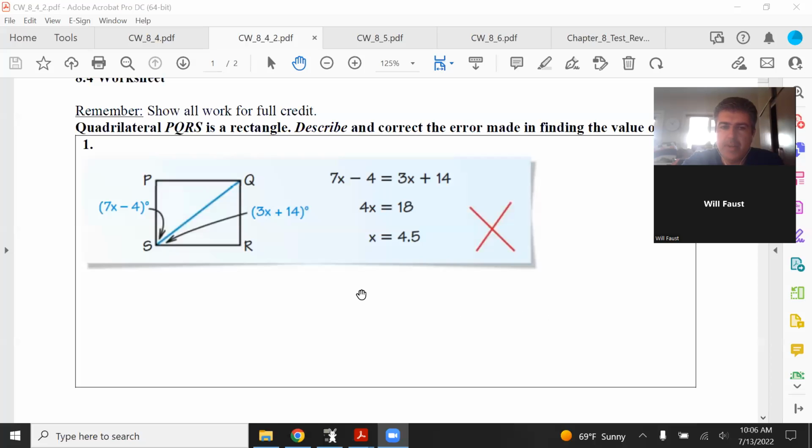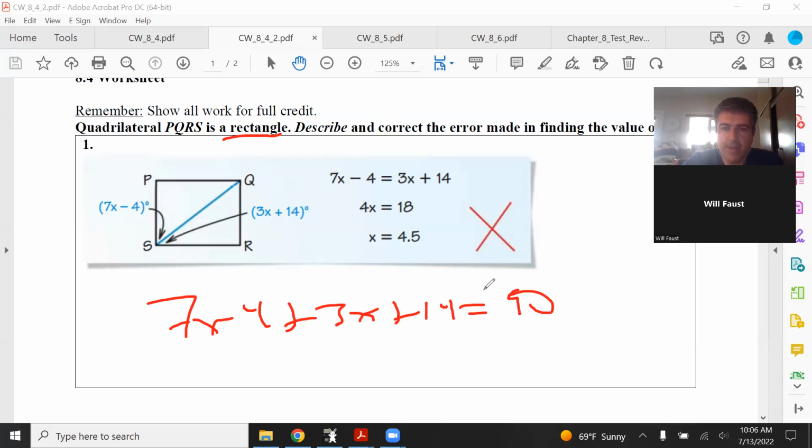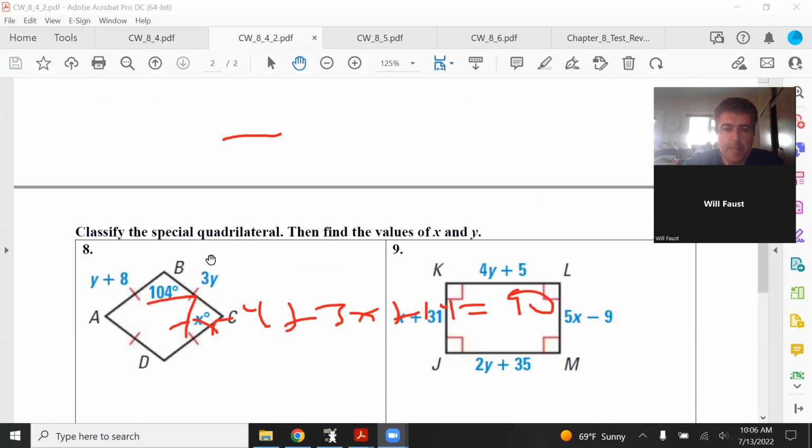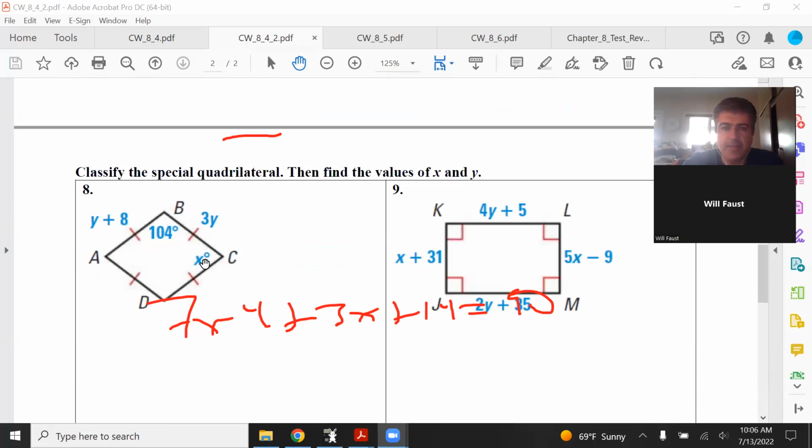Let's go through these really quickly here. So you're asked to explain the mistake here. I don't know that 7x minus 4 equals 3x plus 14, because if it's a rectangle, the diagonal does not bisect the angles. It does for a rhombus, but not for a rectangle. For a square it would, but this is told to be a rectangle. Instead, you're going to say 7x minus 4 plus 3x plus 14 equals 90, and then solve for x. That's what you want to do. I believe the answer key would show that. You get 9 if you solve for x correctly.